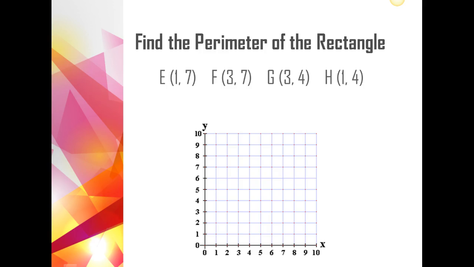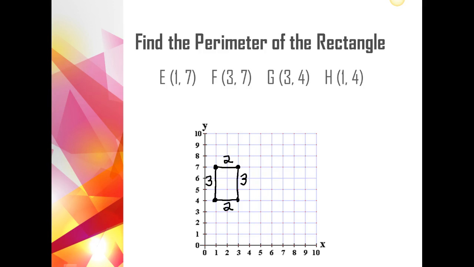Let's first graph the ordered pairs: (1, 7), (3, 7), (3, 4), and (1, 4). And you can see that that forms our rectangle. Now we can find the perimeter by finding the lengths of the sides. The two vertical sides are each 3 units in length. The two horizontal sides are each 2 units in length.